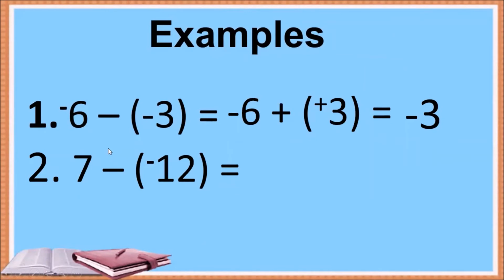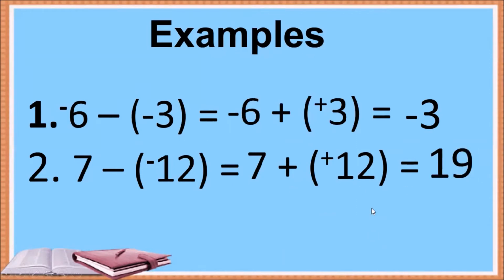So again, itong minus magiging plus sa ating computation, and get the additive inverse of negative 12, which is positive 12. So 7 plus positive 12. Now, the signs are the same, so add the numbers and copy or affix the common sign. So therefore, the final difference between 7 and negative 12 is equal to 19.